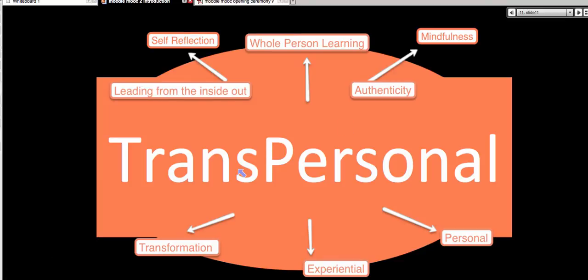transpersonal, trans means transformation. It's going from one form to another. And that's exactly what transpersonal is, and the personal is a very big part of it. It's changing the person within, or at least working with a person. And you'll be learning about leading from the inside out. And teachers are all leaders, but everybody's a leader when it comes to life, because you want to lead your life. And it's very difficult to lead somebody else's life unless you are very focused on your own first.